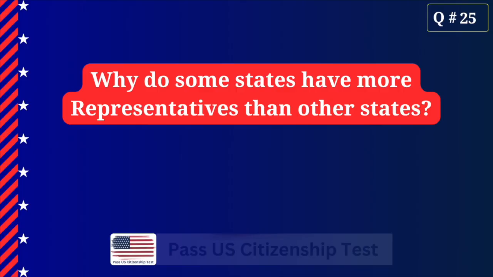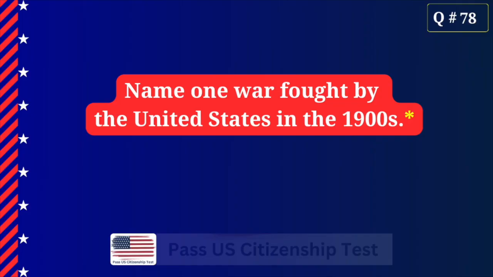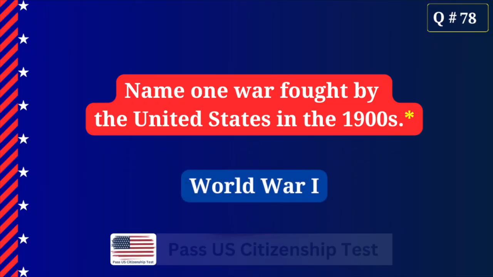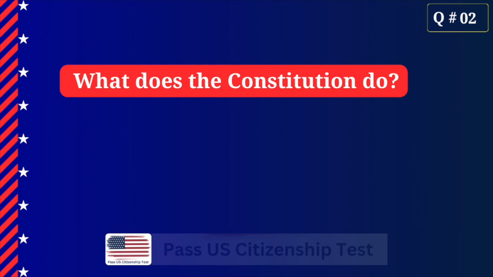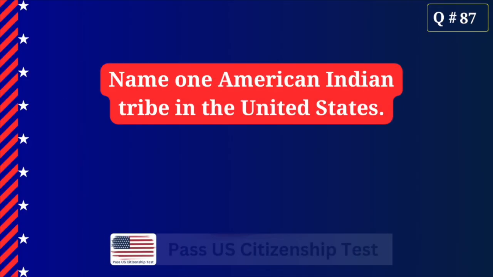Why do some states have more representatives than other states? Because of the state's population. Name one war fought by the United States in the 1900s. World War I. What does the Constitution do? Sets up the government. Name one American Indian tribe in the United States. Cherokee.